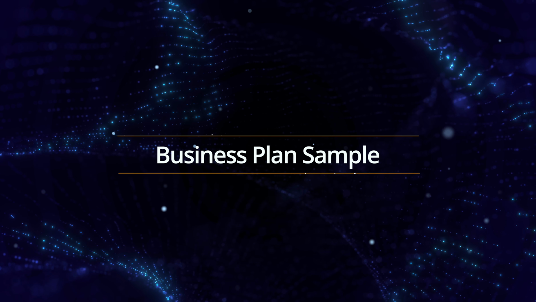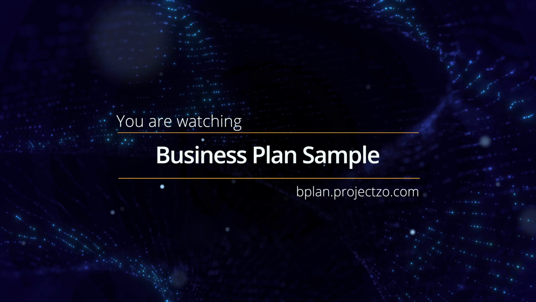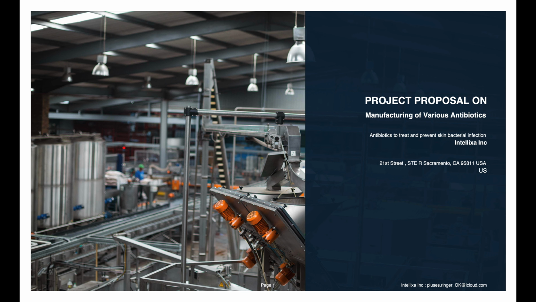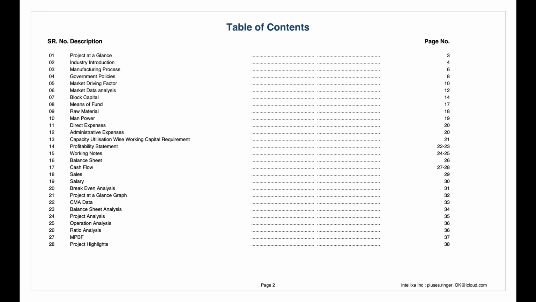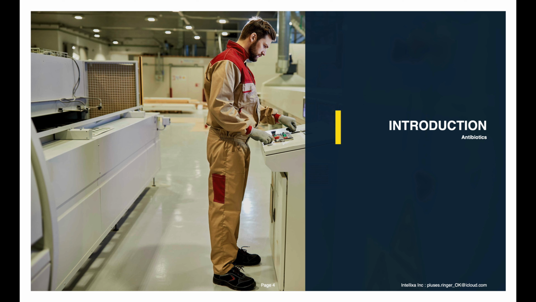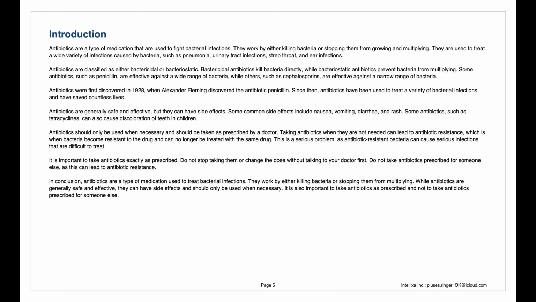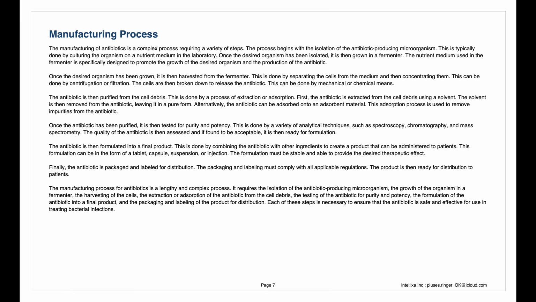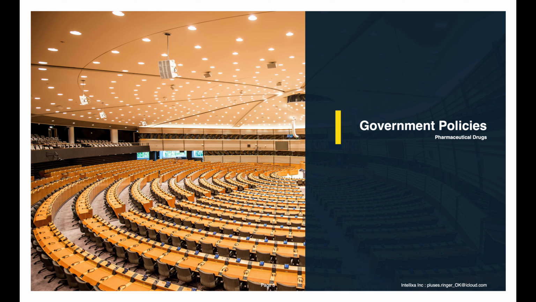You are watching Business Plan Sample, generated on bplan.projectso.com. Our business plan contains everything that your lender wants to see. The artificially intelligent software adds all related information automatically, and it also calculates and automatically adjusts various financial ratios as per banking guidelines.